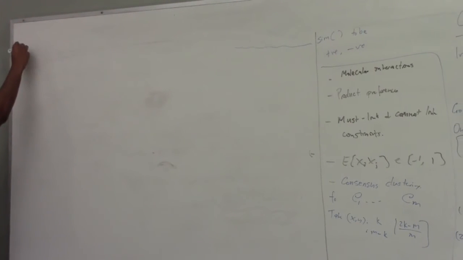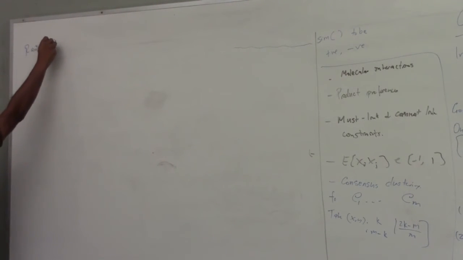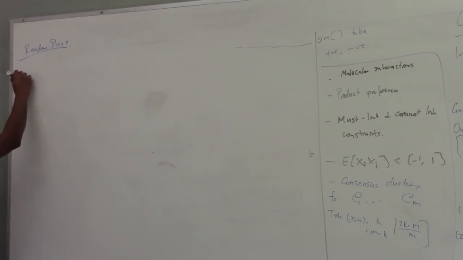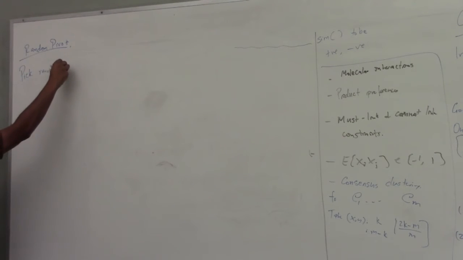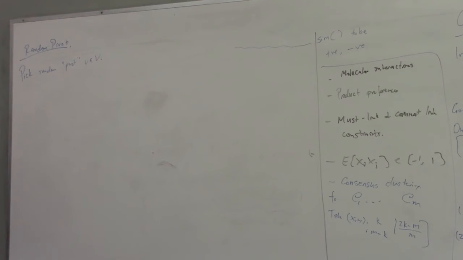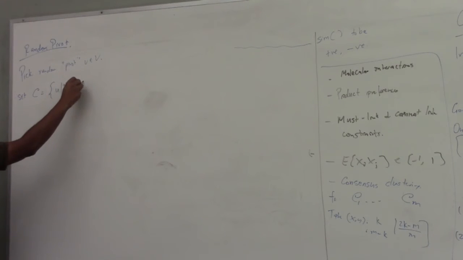So this algorithm is called random pivot. And it looks like this. It's a recursive algorithm, and this is very much like a quicksort type method. So pick a random pivot, we're going to call it pivot P belonging to V. Okay? And then set C equal to, again, the set of all U such that P comma U belongs to the positive edge set, just like before.